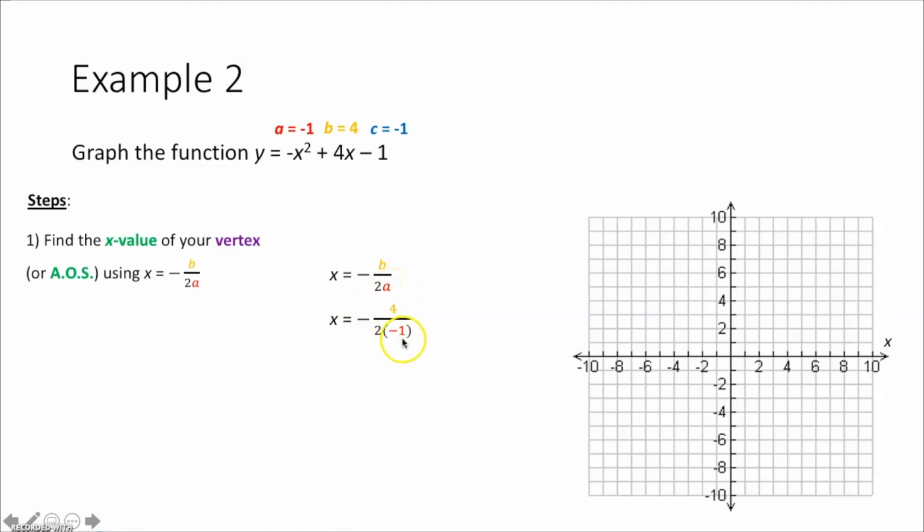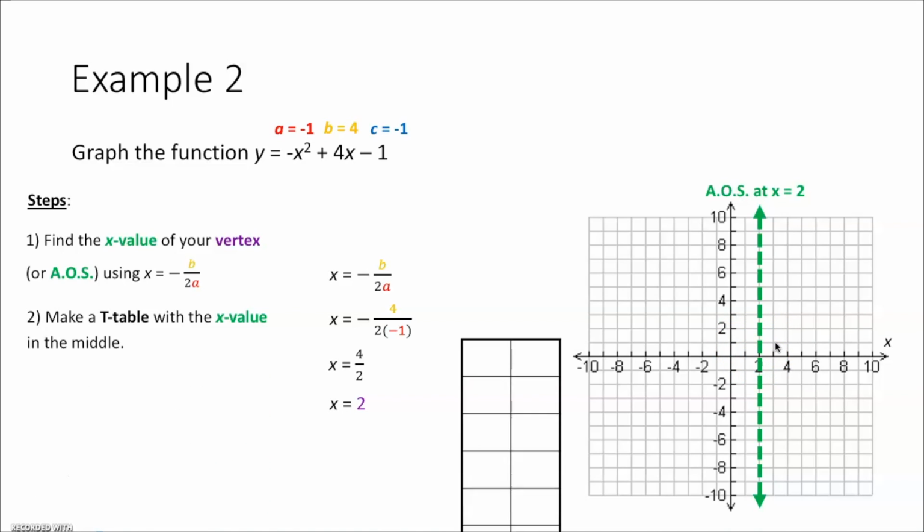Now we simplify. Since these are both negative, we're going to end up getting a positive, so it's going to be positive 4 over positive 2. So 4 over 2 simplifies to 2. That is the x value of vertex, and it is also the axis of symmetry. So you can go over to x equals 2, draw a vertical line, and that will be the line that cuts our parabola in half. So it should be the same on both sides. It's a way to check our work.